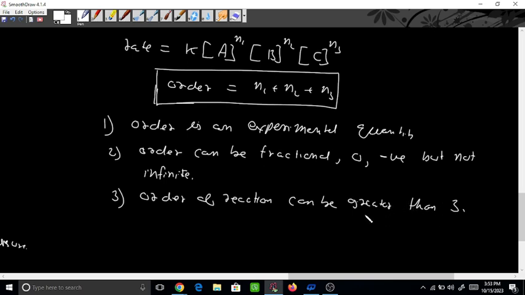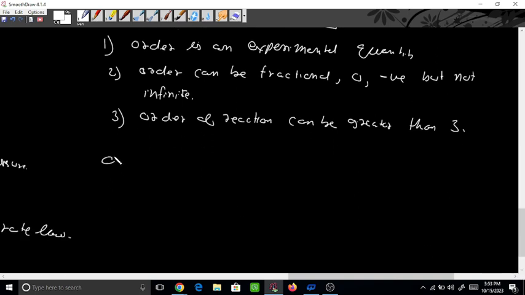Suppose a question is there: rate is equal to some rate constant K, concentration of A to the power 2 into concentration of B to the power 1. So what will be the order? Order will be 3, right? 3. Simple.